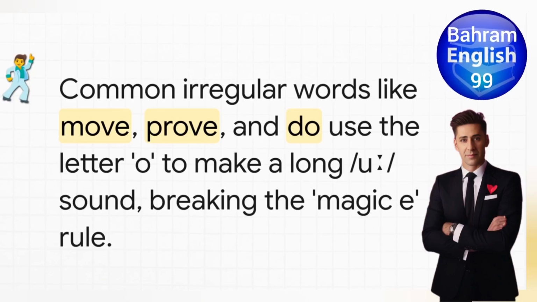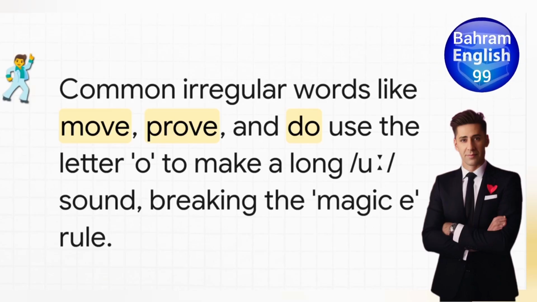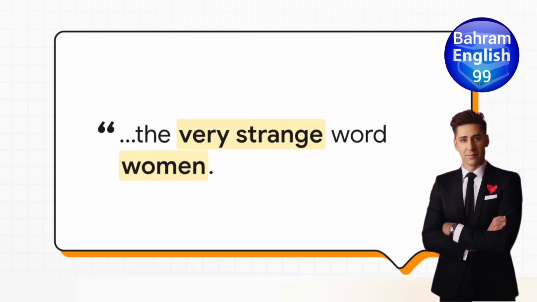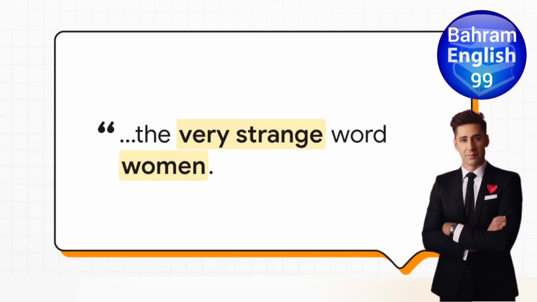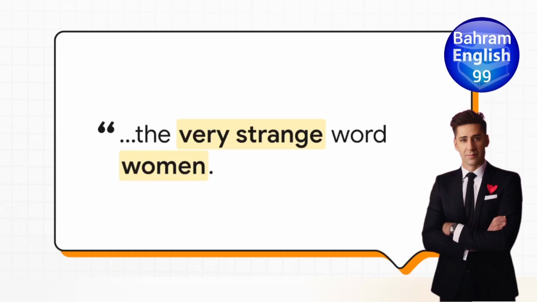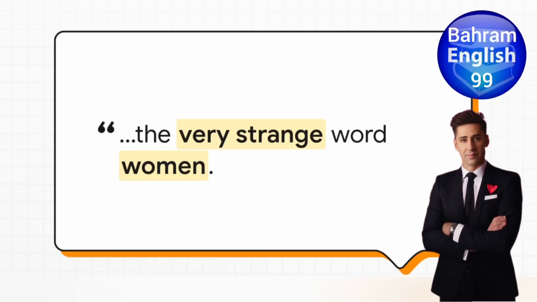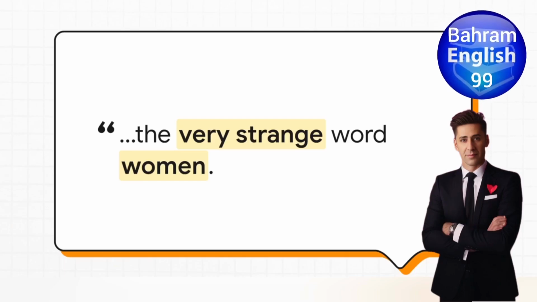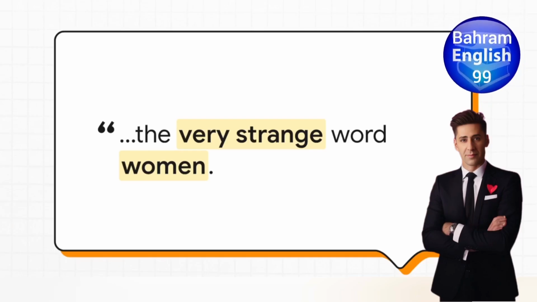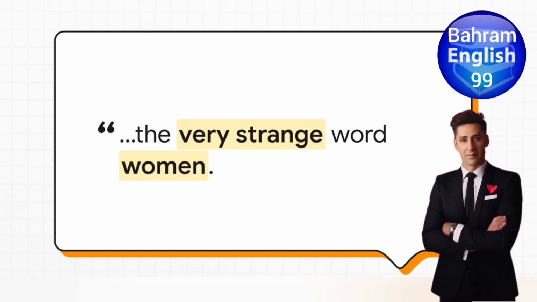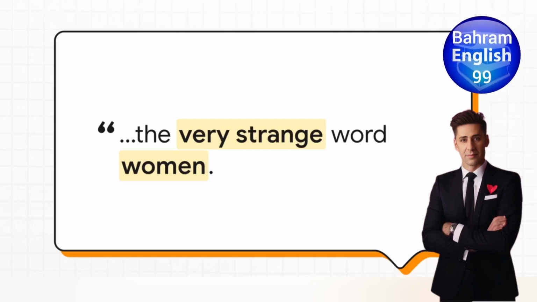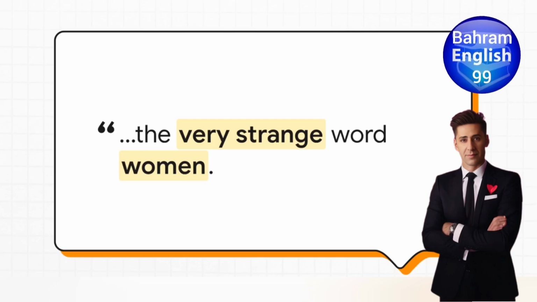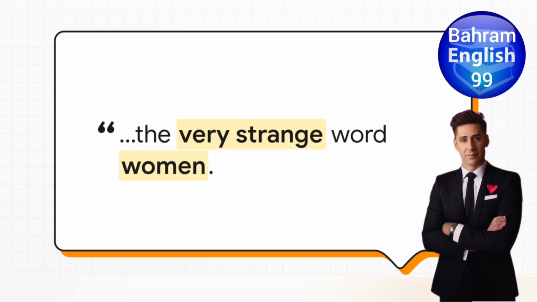These are just really common words with really irregular pronunciations. And then we get to maybe the strangest of them all, women. This word is so odd that the Cambridge Dictionary itself calls its pronunciation very strange. And why? Because the O is pronounced with an I sound, the same sound as the I in sit or hit. Think about it. One woman, two women. It's a total one-off, a real linguistic mystery.